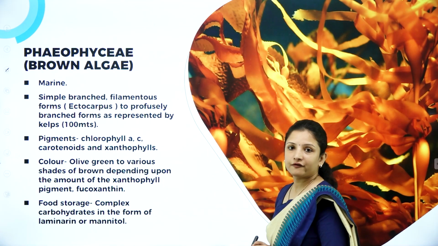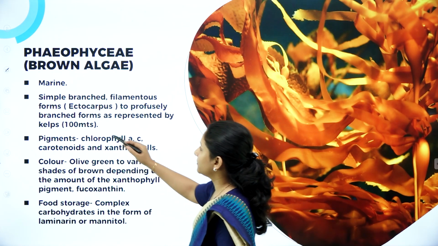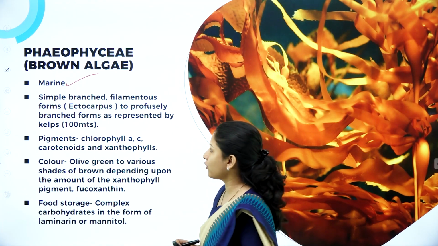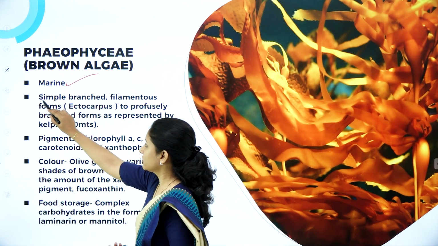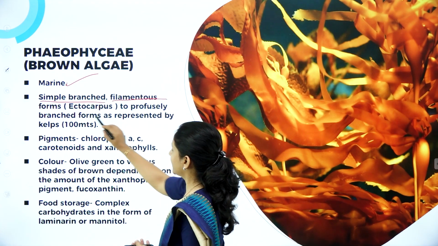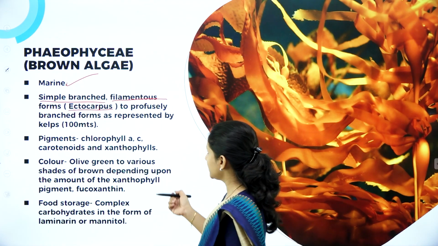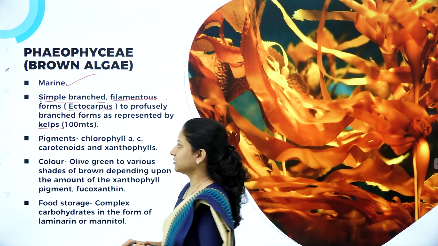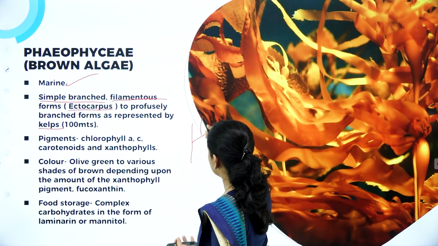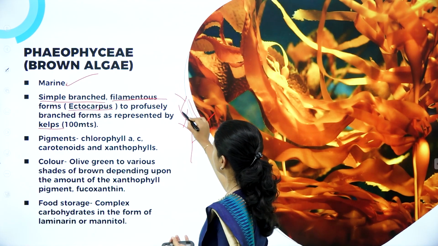Next, talking about Phaeophyceae, that is brown algae. They are brown in color and are completely marine, that is they live in oceans and seas. They are not found in fresh waters. Their structure can be simple branched or filamentous, for example Ectocarpus, or they can be profusely branched, that is kelps, which can grow up to 100 meters. So profusely branched means too much of branching like this. The growth will be with too much branching like this.